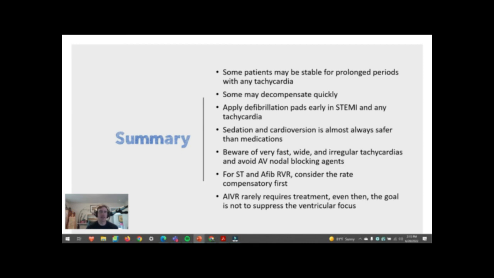For sinus tach and AFib RVR, consider that those are compensatory, especially with AFib RVR, even sinus tach, but we generally don't. We know not to treat sinus tach, right? With AFib RVR, you have to choose. Do I give cardizem or is this compensatory? Consider first that this is compensatory before you consider that it's primarily a problem with the rhythm as opposed to the rhythm being compensatory for something else.